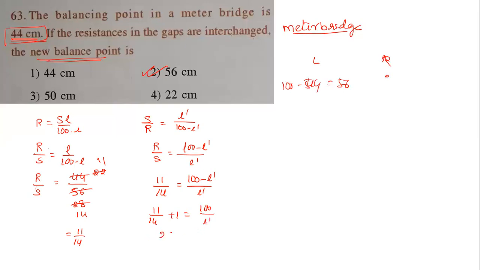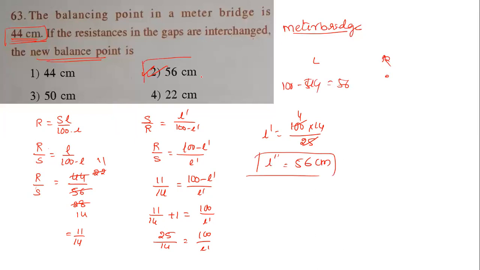So it will be 25 by 14 equal to 100 by L'. We want L', right? L' is equal to 100 into 14 by 25. So 25 goes 4 times, and it will become 56 centimeter. That's the answer, L' is 56 centimeter. Is that clear? If you don't want to do this calculation, remember this trick, and it will be done.